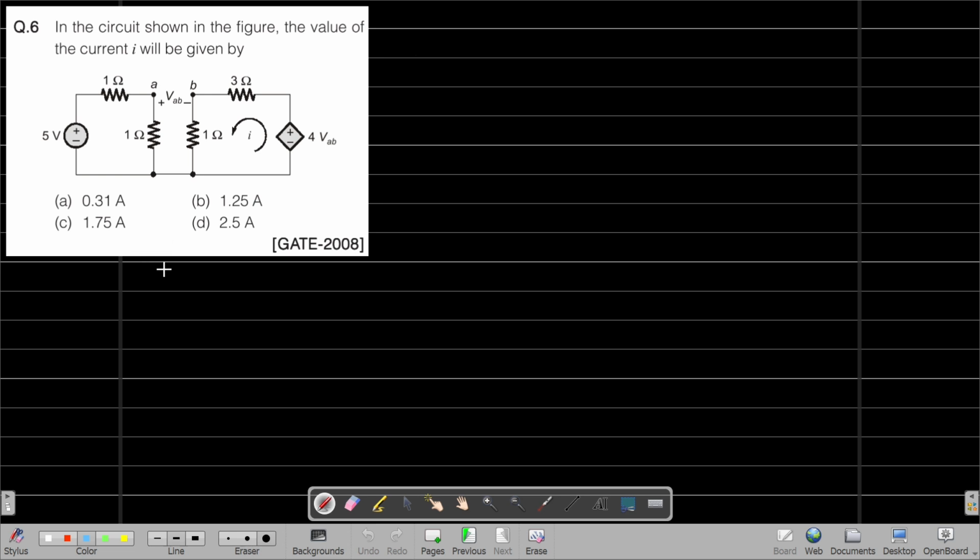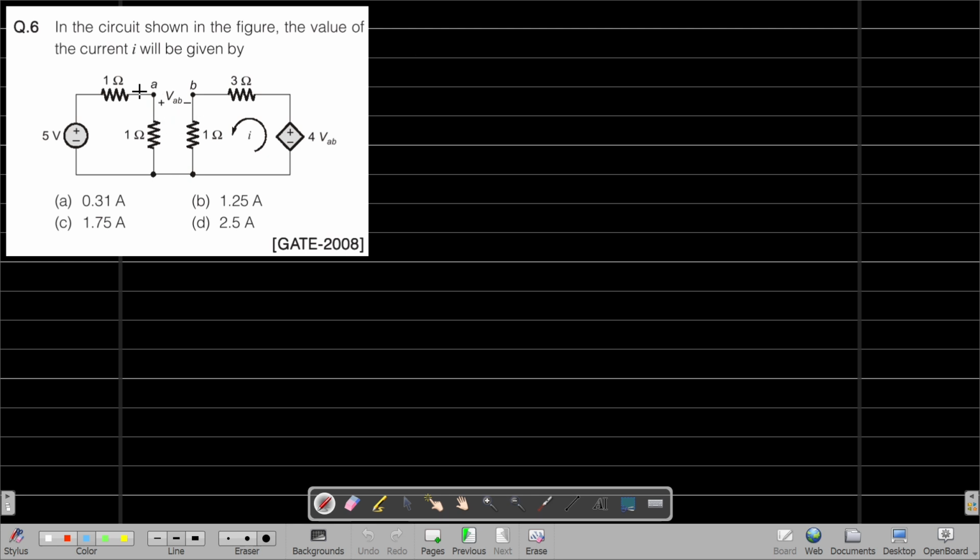Hello friends, let's solve this question. In this question, we have to find the value of current I, the current which is flowing through the second circuit. Here we don't know the VAB.